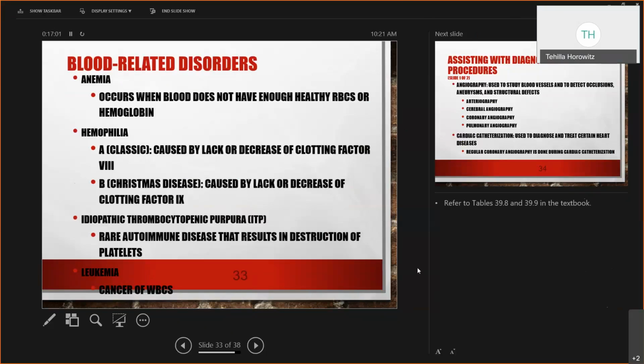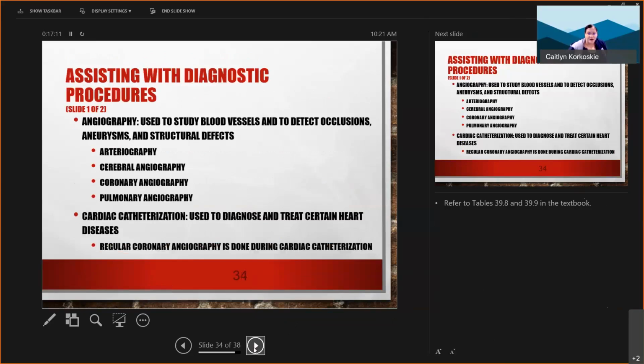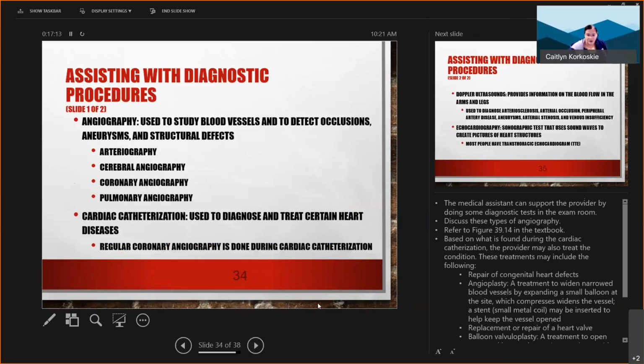And then leukemia, which would be where you have very low white blood cells. So it's cancer that is basically attacking and preventing your white blood cells from being able to do their job and fight off infections.